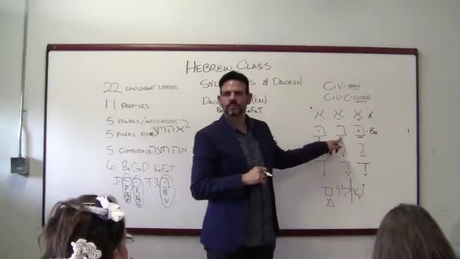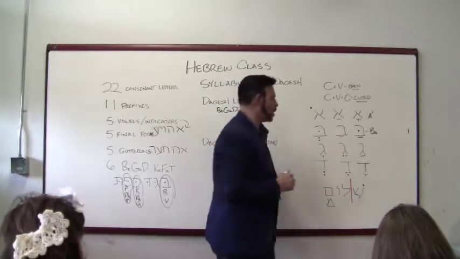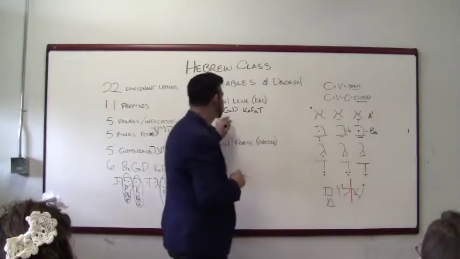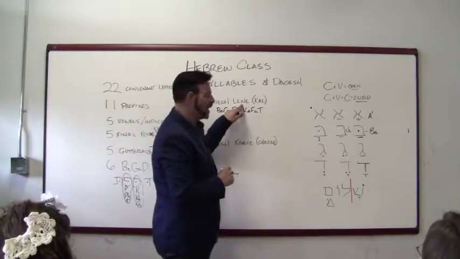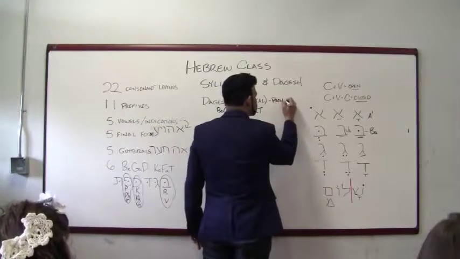What's this one? Va. Why did you pronounce it va instead of ba? No dagesh. There's no dagesh. And there's no dagesh, which one? Lene. So this one is for pronunciation.